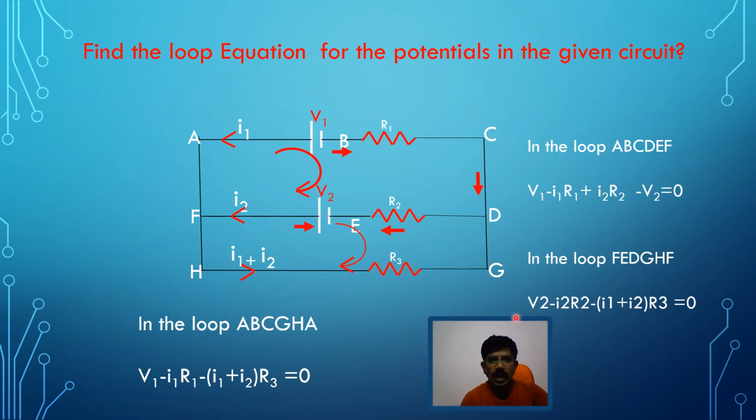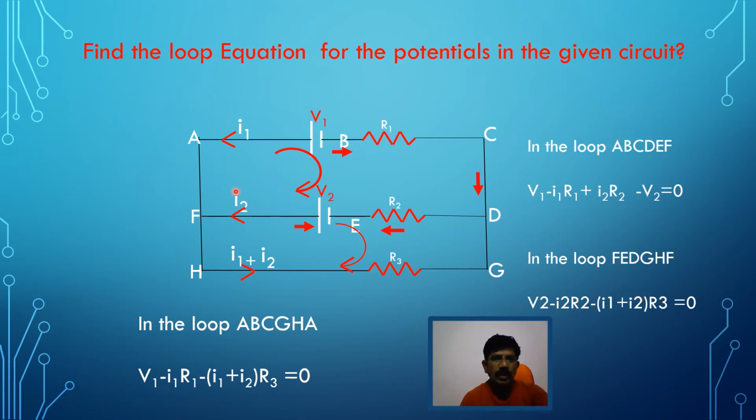So the algebraic sum of all the potential differences is V2 minus, as per Ohm's law V is equal to IR, that is I2 R2. Next, the current flowing along the resistor R3 is I1 plus I2. So minus (I1 plus I2) into R3, as per V is equal to IR. So the algebraic sum of the potential differences is equal to 0 here. So this is the second loop.